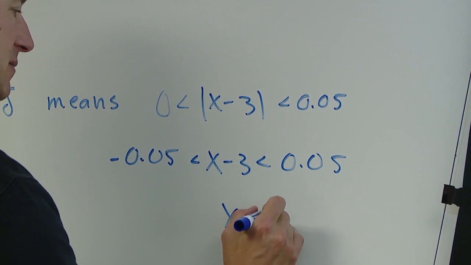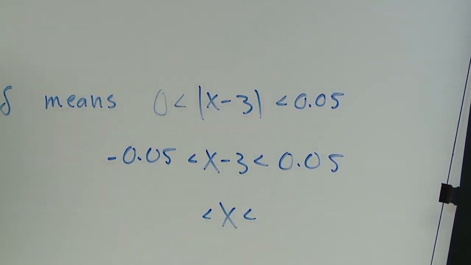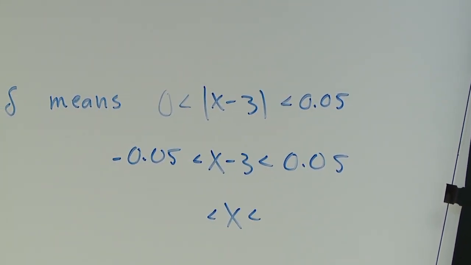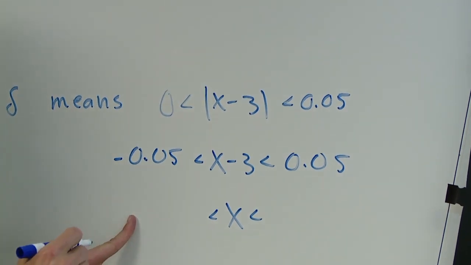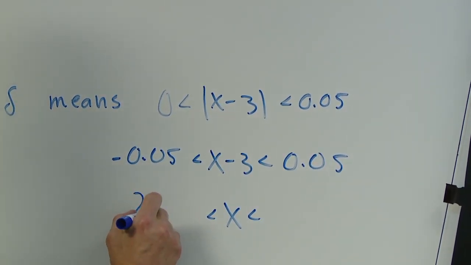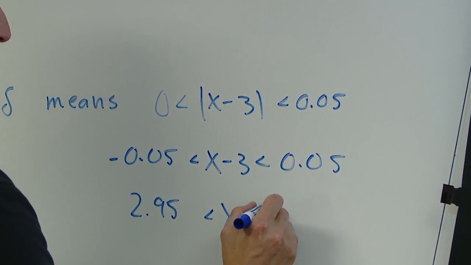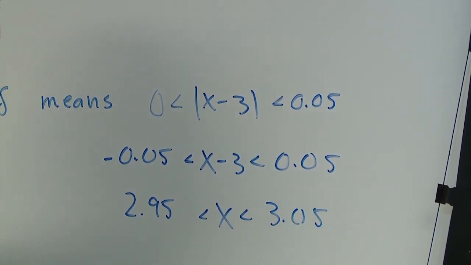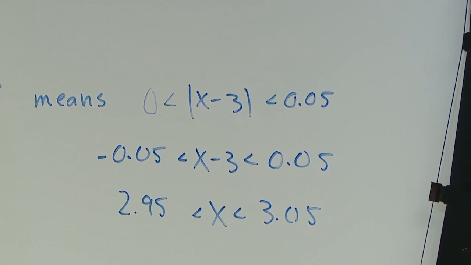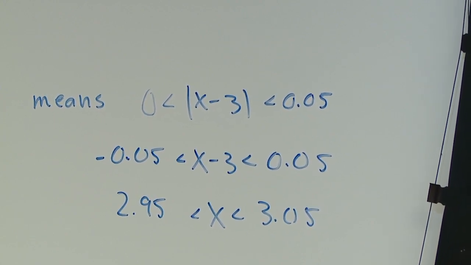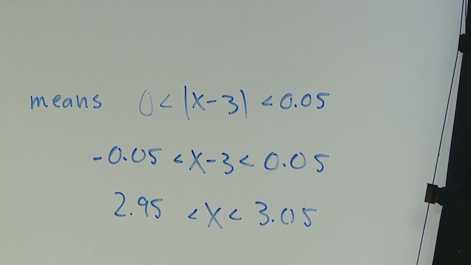So that means x is between where and where? If I solve for x there, 2.95 and 3.05. So in other words, if this is my 3, the x is staying between 2.95 and 3.05.